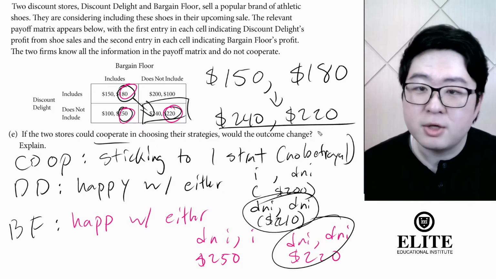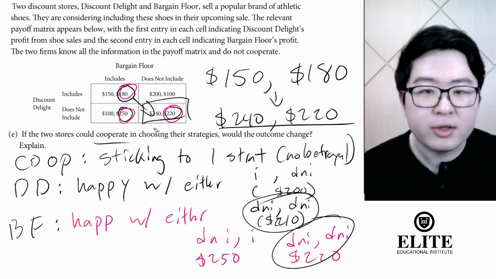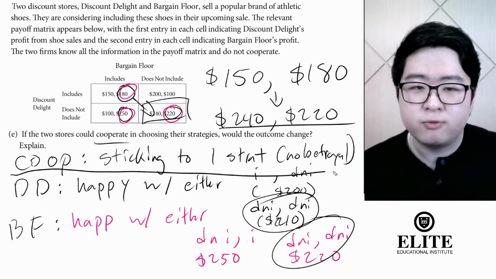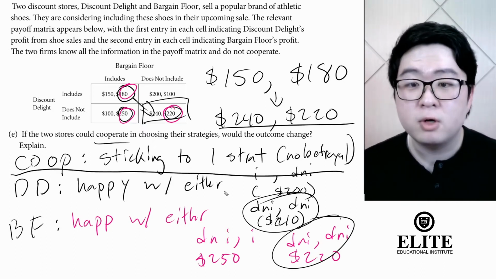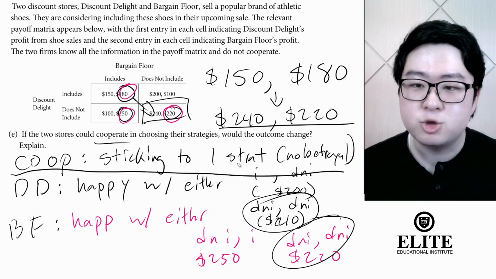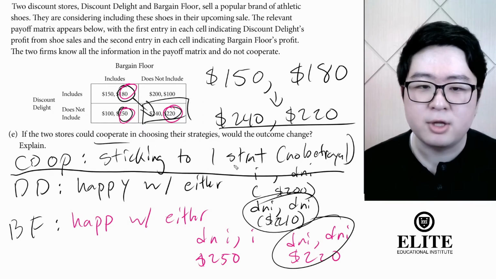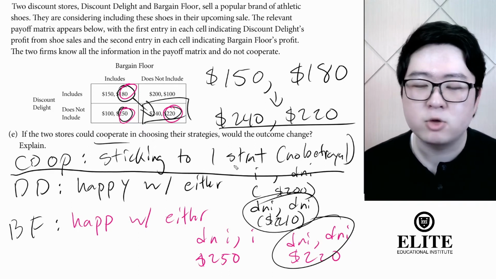Now, you might say to yourself, oh, if Bargain Floor switched strategies to including, it could make $30 more in profit. That's certainly the case, of course, but we are sticking with the assumption of cooperation, right? That is, they're going to pick a strategy and stick with it. Bargain Floor, even though it wants to, is not going to betray Discount Delight to make more money. Has to be faithful. All right, that's going to be our answer there for part E. That's going to be it here for the AP micro problem on game theory. I'll see you next time.